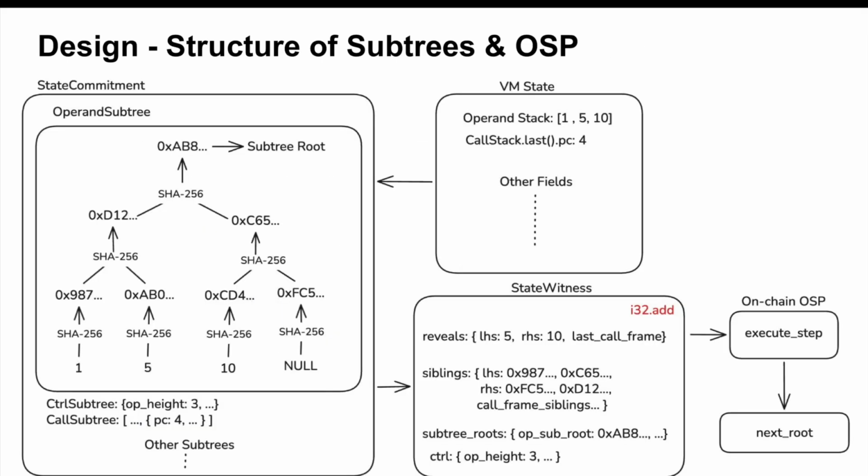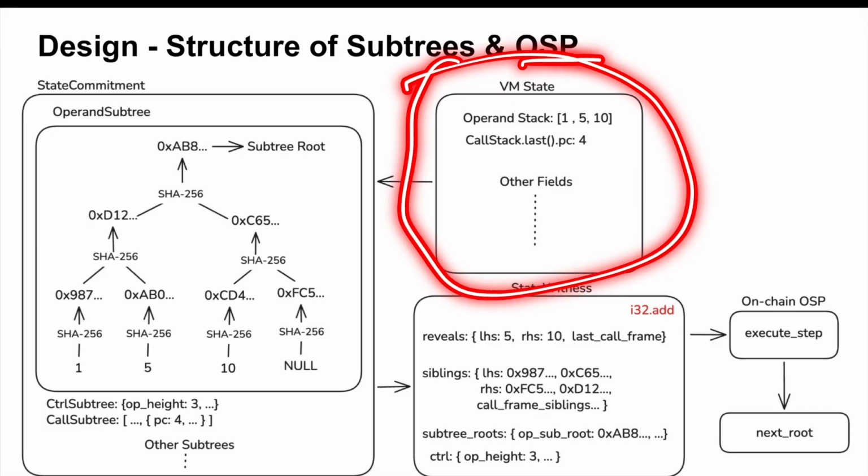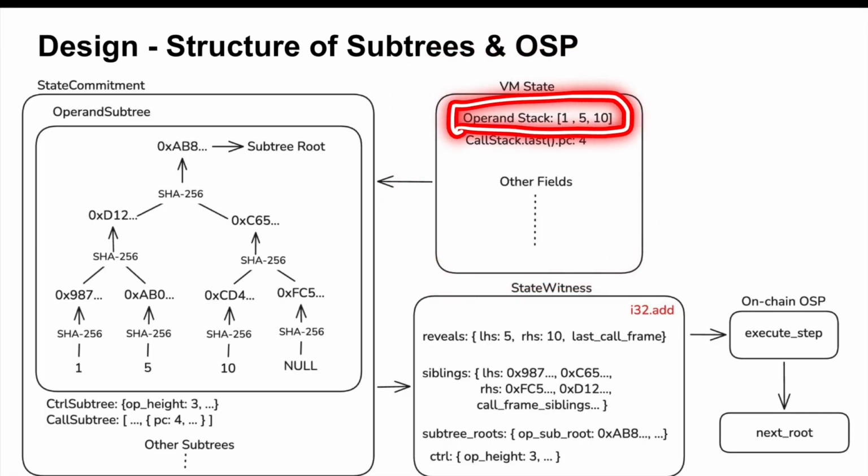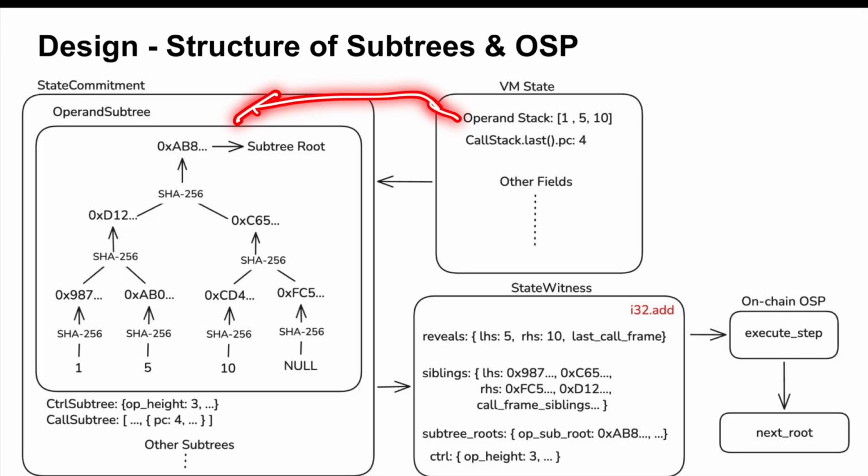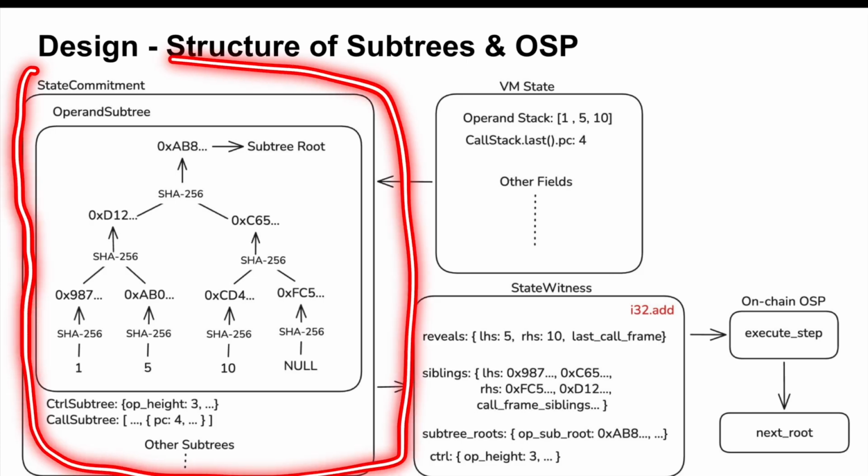So let's get back to the second question, the design of state witnesses and the subtrees for the one-step prover. Imagine that we have a VM state like this, and we have this operand state. It has 1, 5, 10 in it, and we have the other stuff we can see, like a call stack, and the last element's program counter is 4. And this operand state, when we take a VM snapshot, translates into state commitment, right?